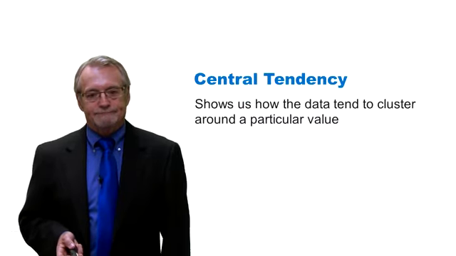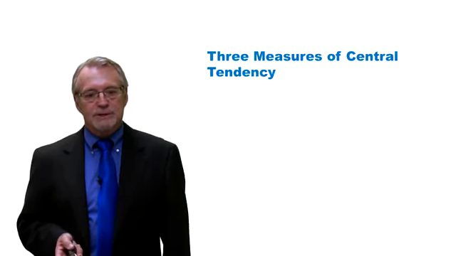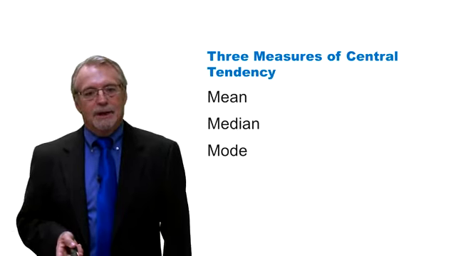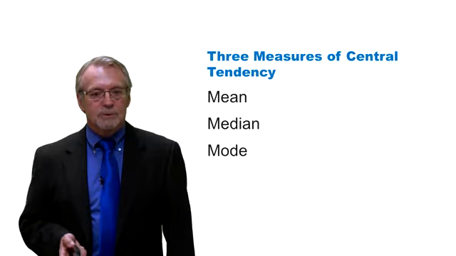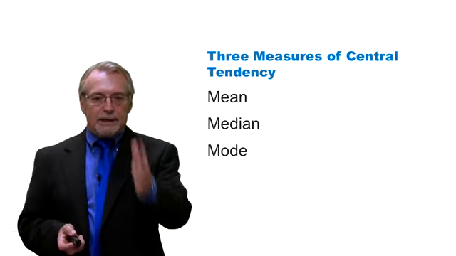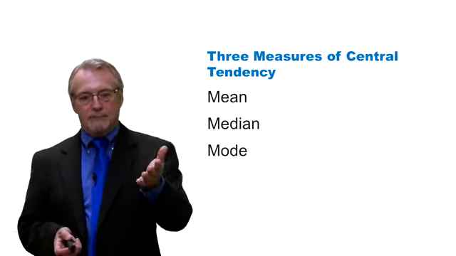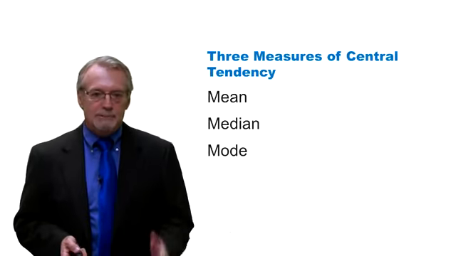Central tendency. Three measures of central tendency: mean, median, and mode. And I'm sure you've all heard these terms before. We'll just quickly go over them one more time. We're just talking about kind of where is the middle of this histogram. However you want to define middle, that's what these three things are all about. The middle.